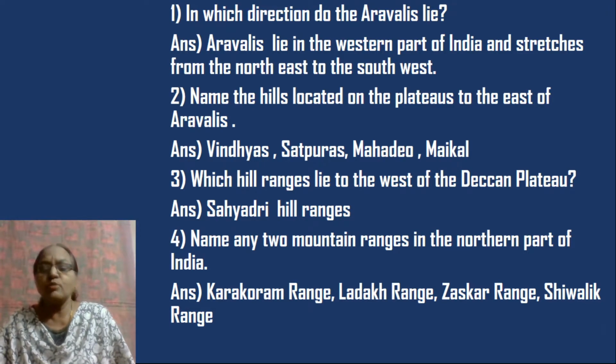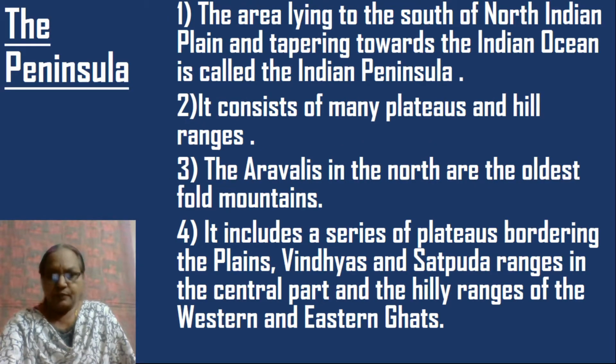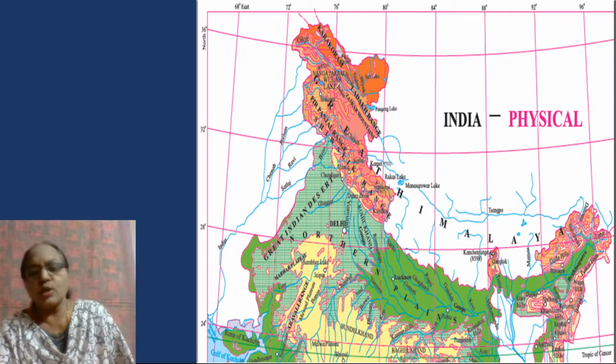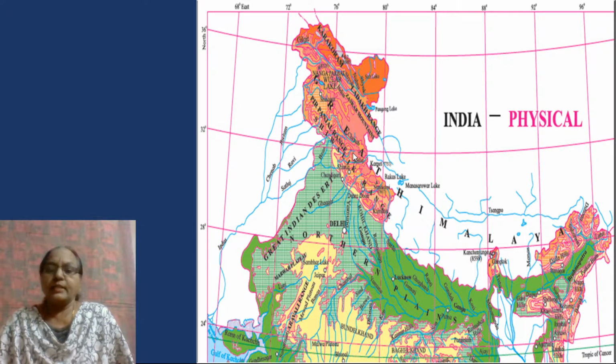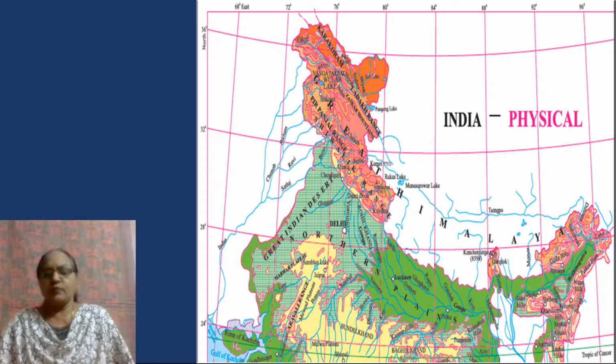Then name any two mountain ranges in the northern part of India. Okay, so this is the northern part of India. We have many hill ranges. We have the Karakoram, the Ladakh ranges, then the Pir Panjal range, then the Shivalik ranges. So these are the ranges seen in the Himalayas, or to the north of India.